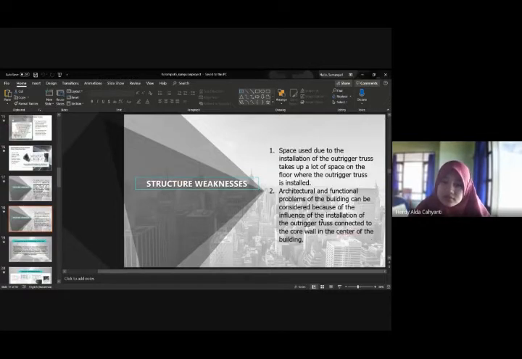Next, structure weaknesses. Number one, it takes up a lot of space on the floors where the outrigger truss is installed.